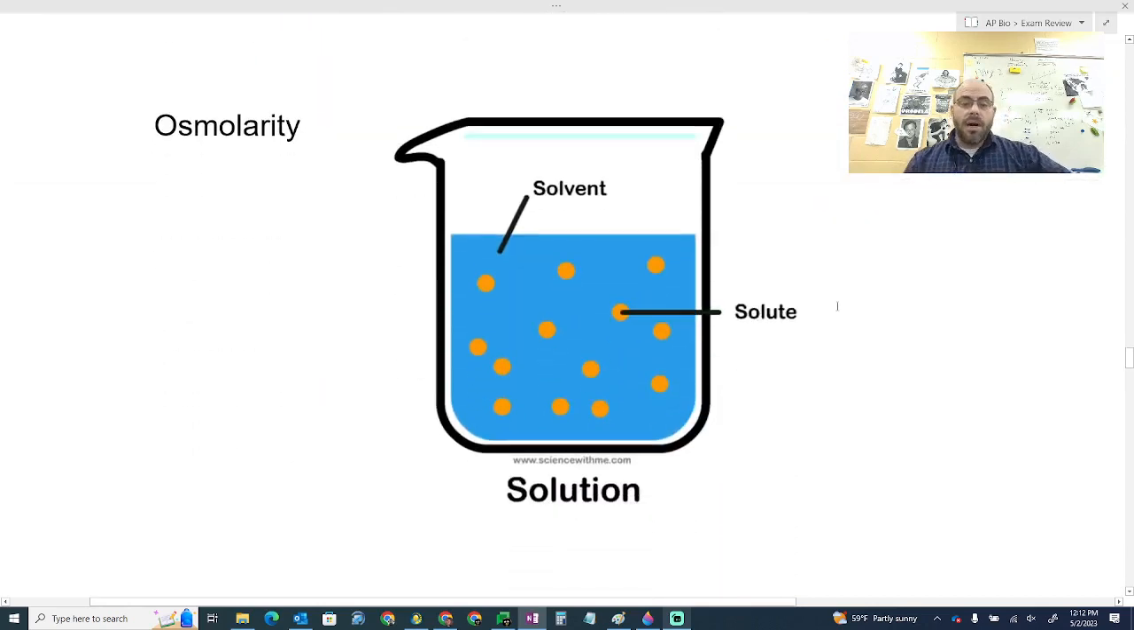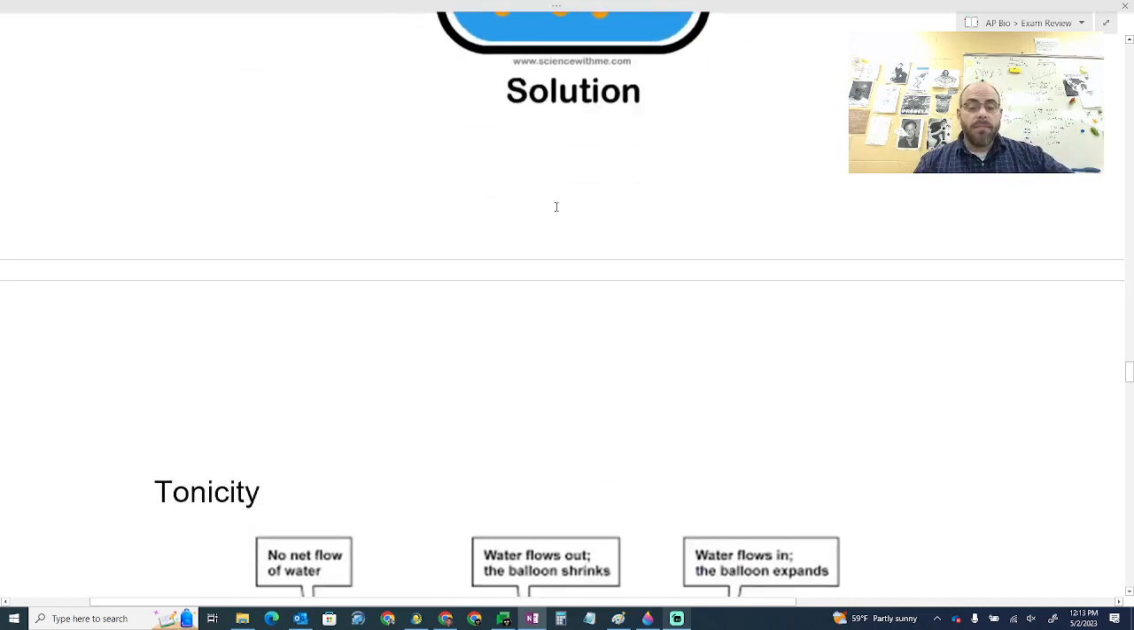Sometimes you'll see this called osmolarity as well, associated with this, and it has to do with a solution's potential to do work. This is directly involved with the amount of solute that is in the solution. Solute is the dissolved substance in the solution, and the solvent is the dissolver, usually water. Solute would be like if you made salt water, salt would be the solute, and solvent would be water.